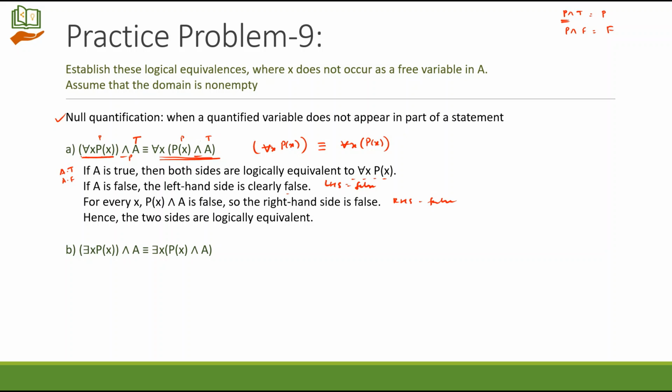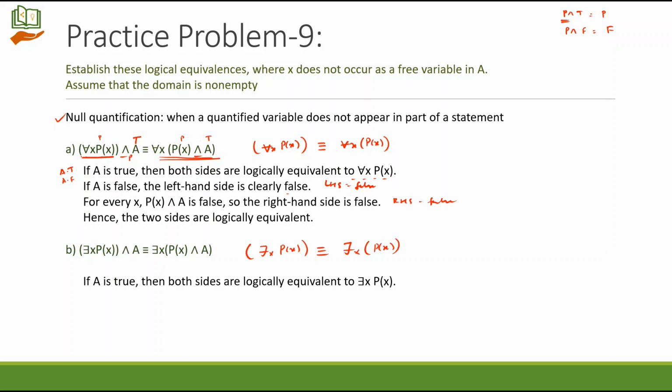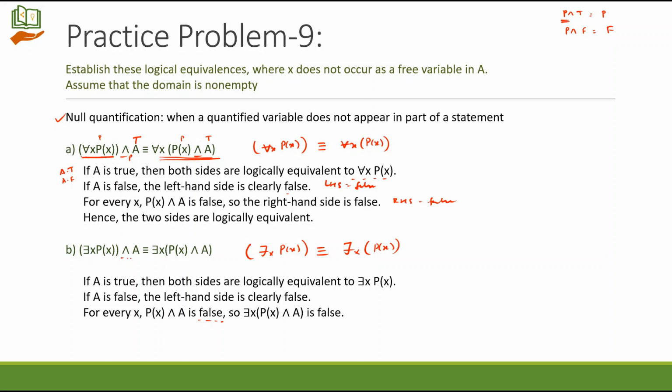Now we'll go for the second one. If A is true, then both sides are logically equivalent to there exists an x, P of x. So this will end up with this one. If A is false, we know this conjunction will result in false automatically, that is LHS. Since the universal quantifier is going to give false under all values, we can conclude the existential quantifier will also give you a false value. So LHS is false, RHS is false. Hence the two sides are logically equivalent.